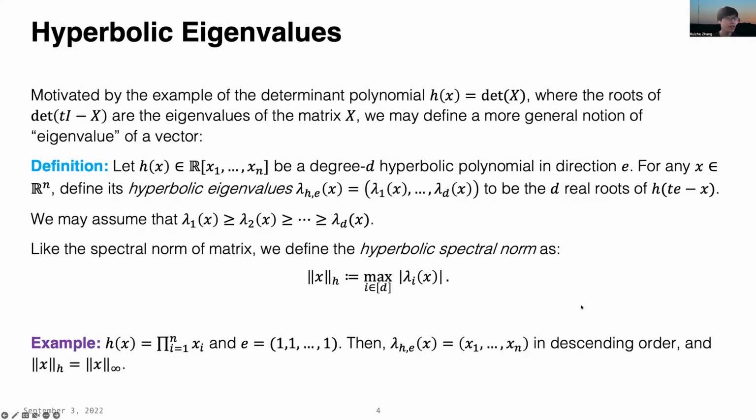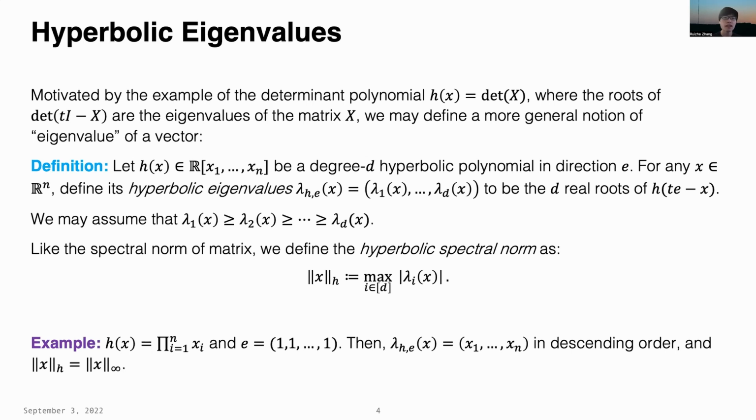So motivated by the example of the determinant polynomial h(x) equal to the determinant of a symmetric matrix X, where the roots of determinant tI minus X are the eigenvalues of the matrix X, we can also define a more general notion of hyperbolic eigenvalues for any vector in R^n.